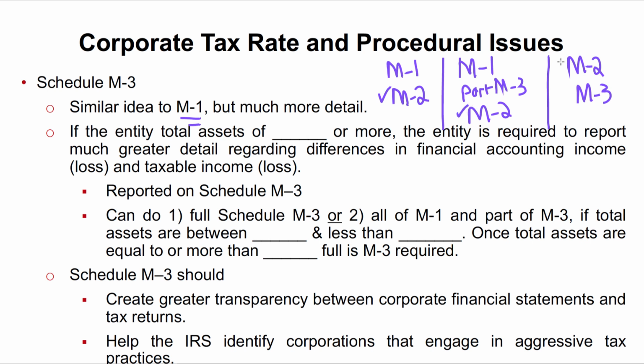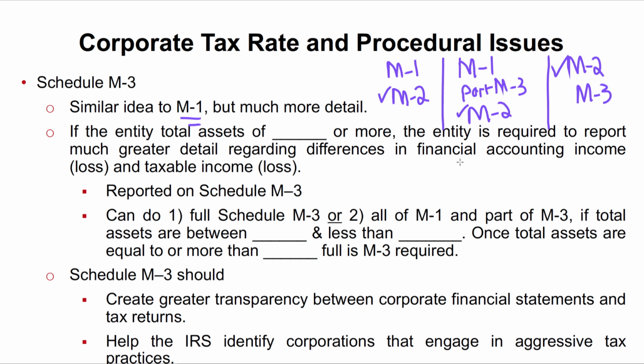M2 is, again, reconciling beginning of the year with end of the year retained earnings. It shows how that's reconciled. So that's going to be obviously very important. That's the M2. But the M1 and the M3, they kind of do the same thing. They reconcile book income, book net income, right, to taxable income.